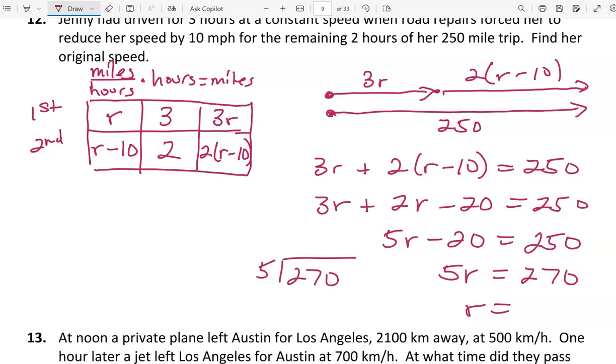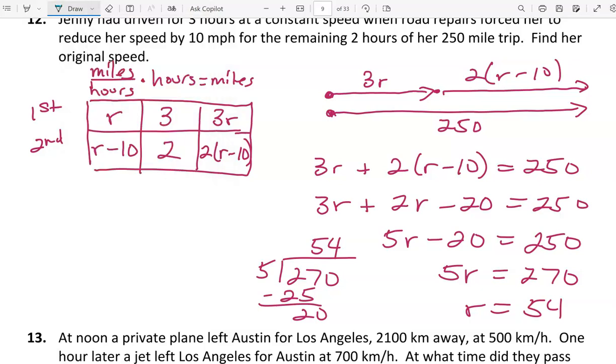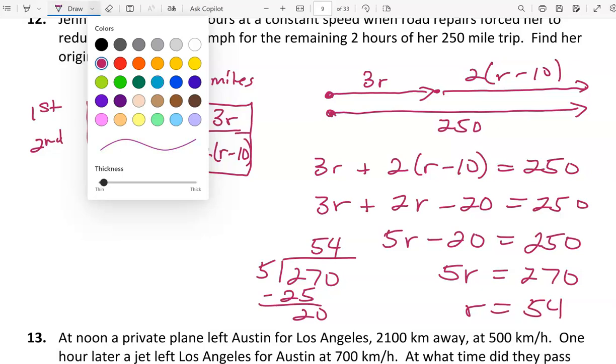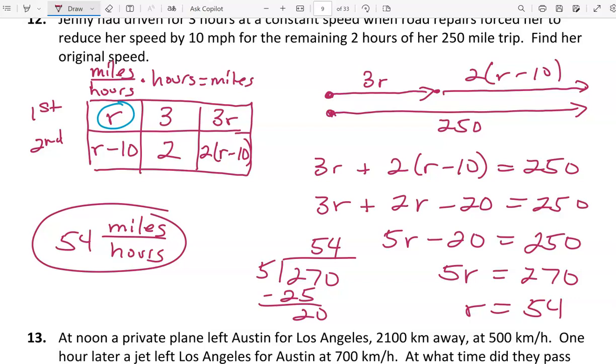5 divided into 270 goes 5 times into 27. That gives us 25 with 2 leftovers, 54. So we're looking for her original speed, and fortunately for us, we've used a variable that represents the original speed. So we've actually found the original speed, which would be 54, and that you can see from the chart is measured in miles per hour. You can use mph if you like.